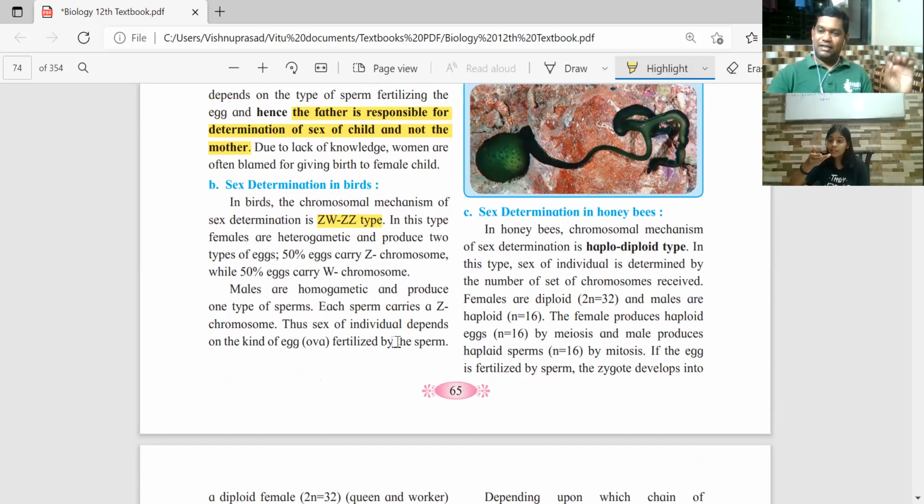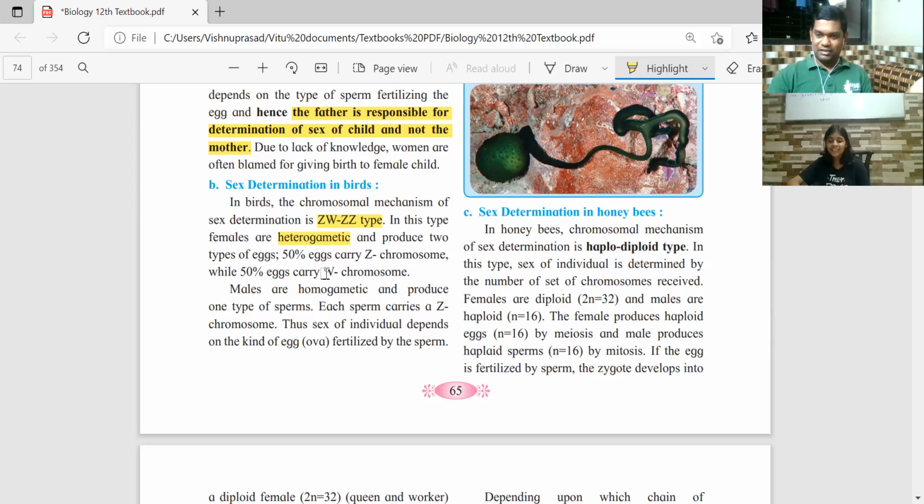Females में human beings में कैसा था? Homogametic. Males were heterogametic. Here it's the reverse. Females are heterogametic and they produce two types of eggs. जैसे हमने X and Y करके क्रोमोसोम को नाम दिया था, here the chromosomes are simply named Z and W. That's the only difference. The females are heterogametic, इसलिए अलग letters से represent करते हैं. So when females produce the eggs, 50% of them carry the Z chromosome, remaining 50% carry the W chromosome.